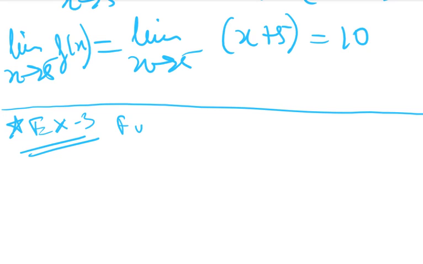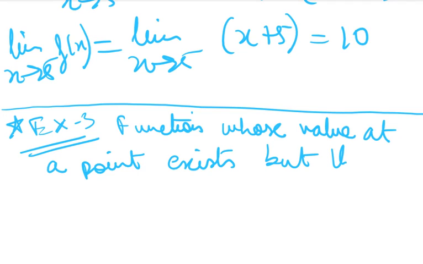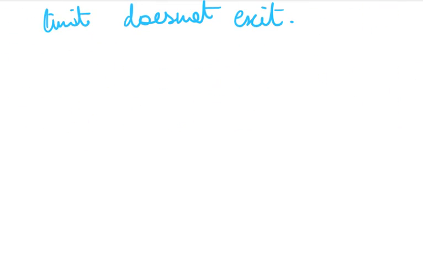Function whose value at a point exists but the limit does not exist. So I'm going to give you an example. So f of x is equal to box x.